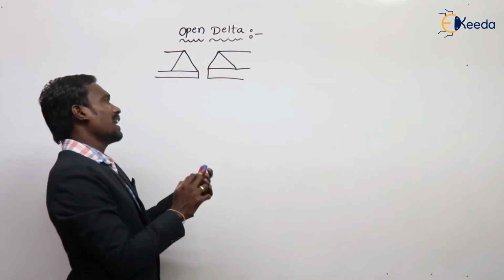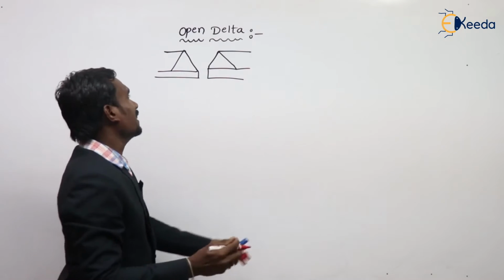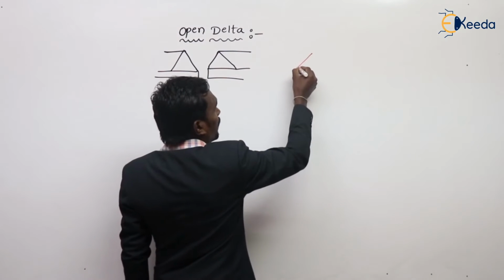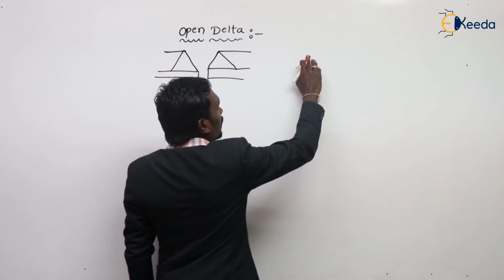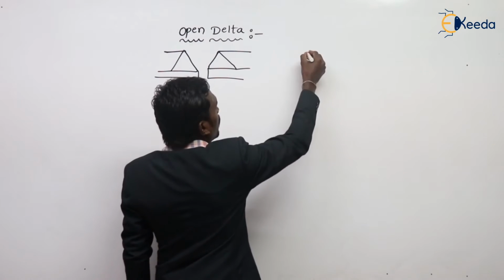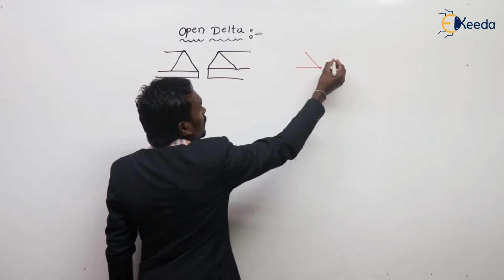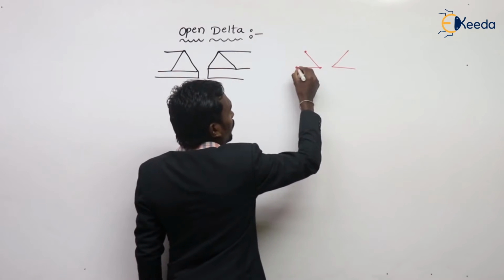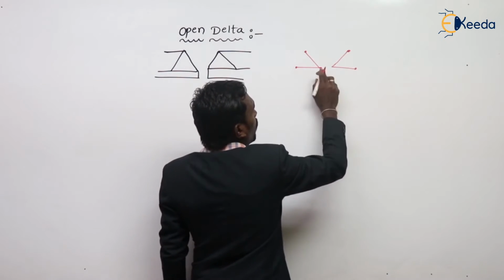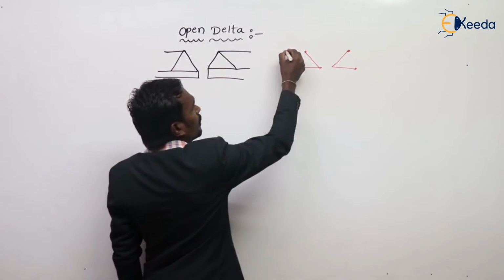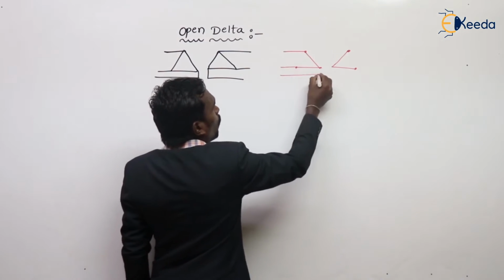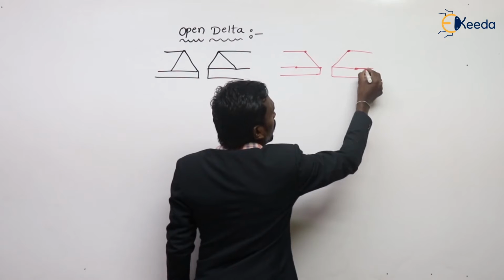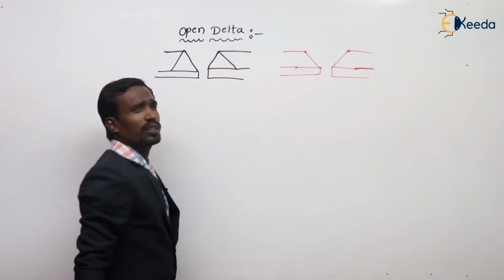In this three-phase transformer bank, if any single phase gets opened, then that configuration is called open delta configuration. If any single phase is opened, that configuration is called open delta configuration.